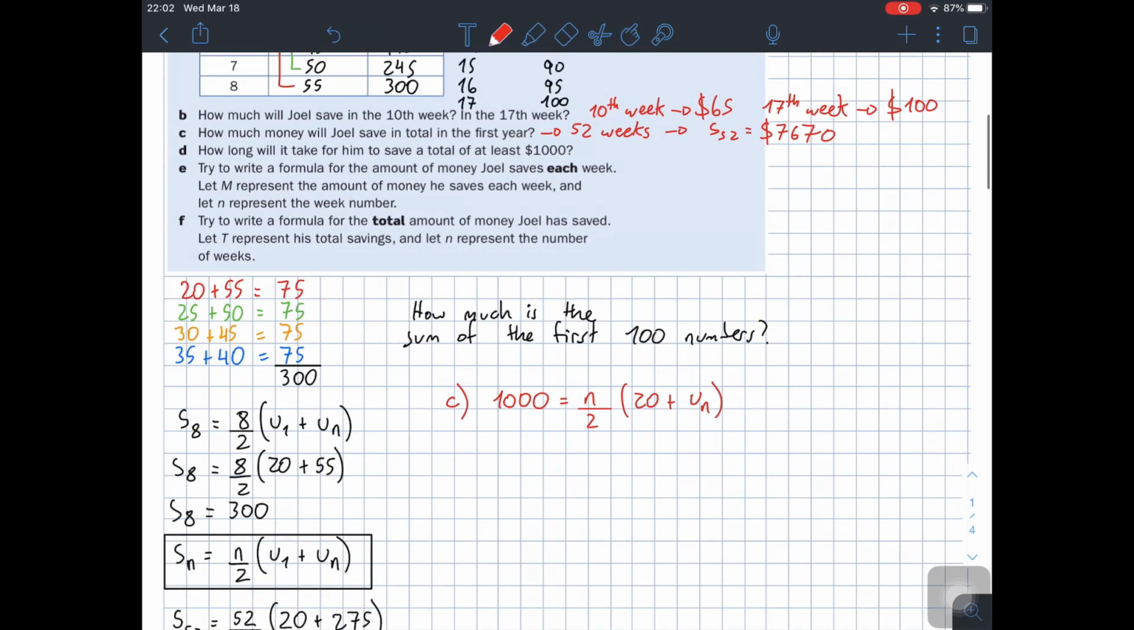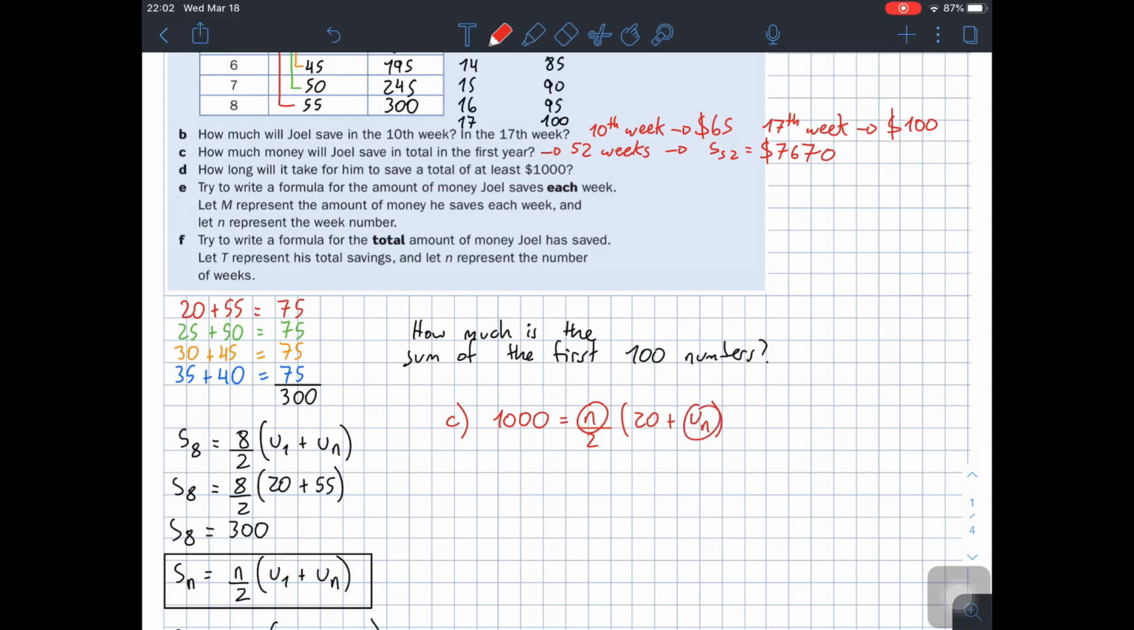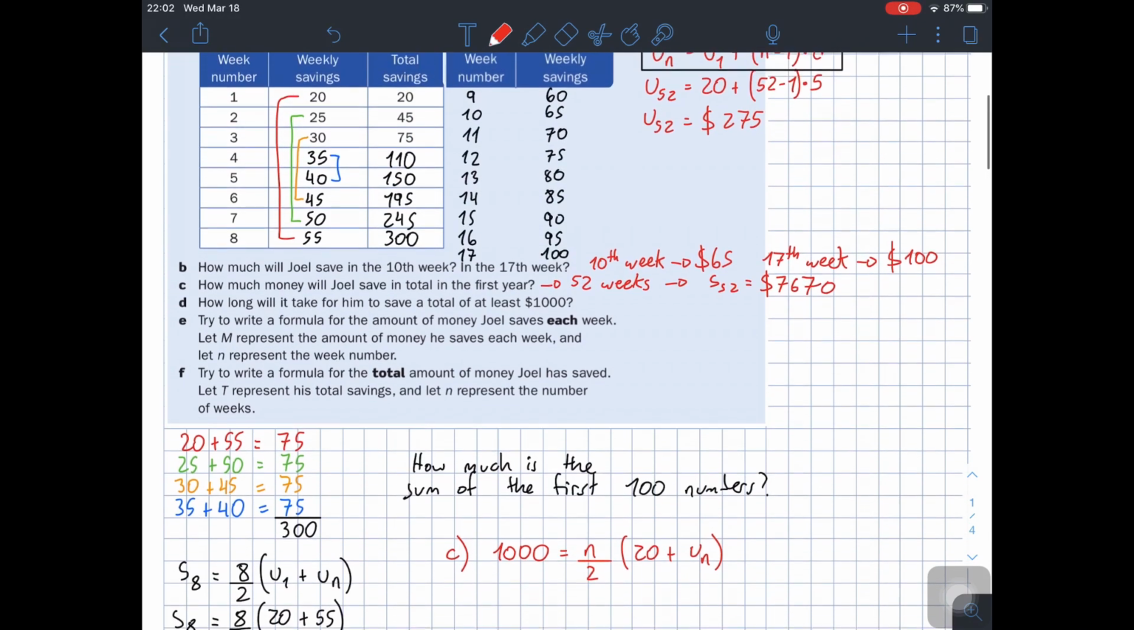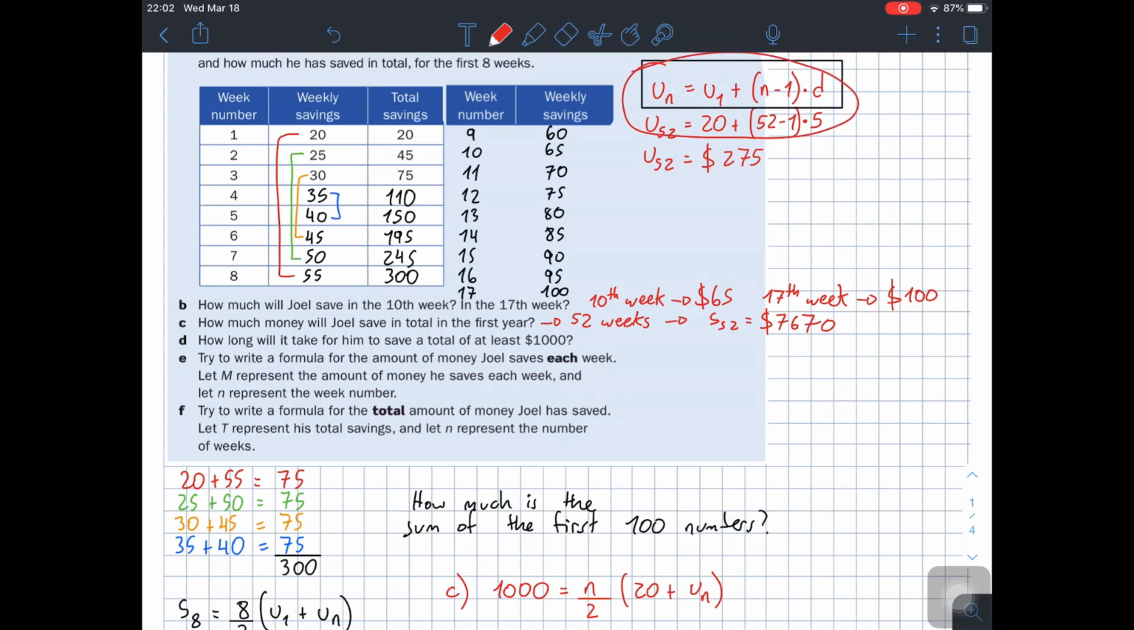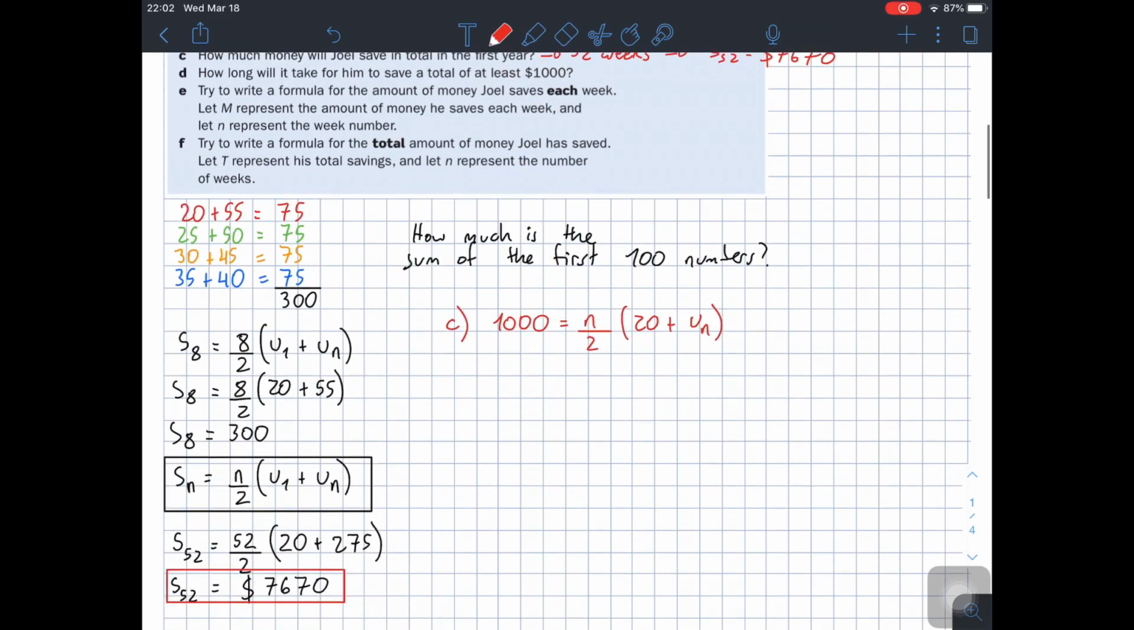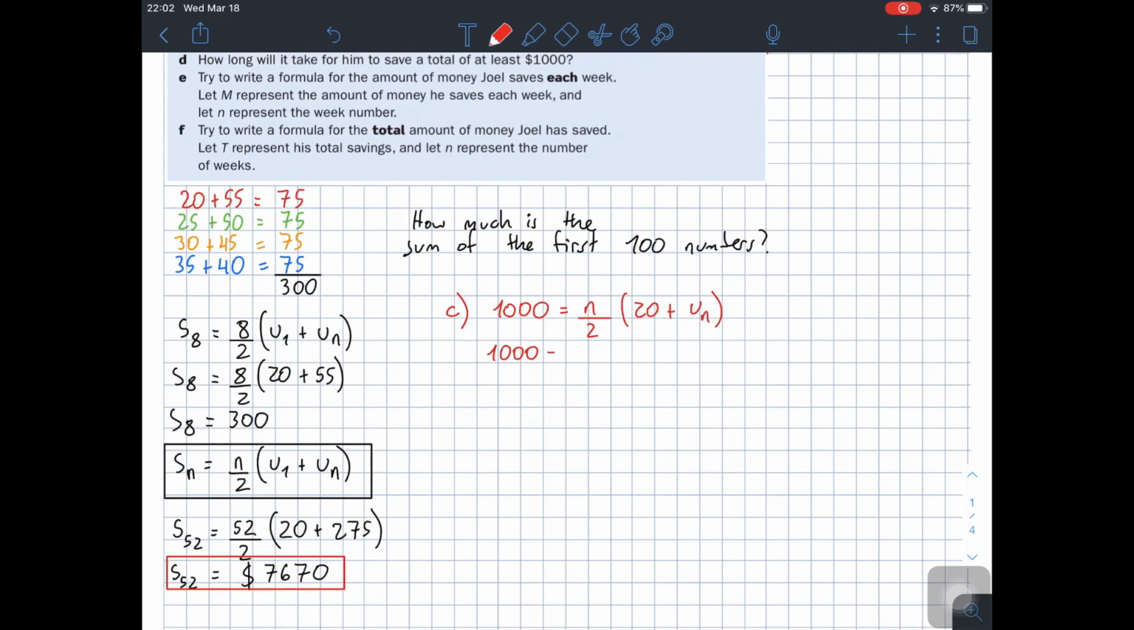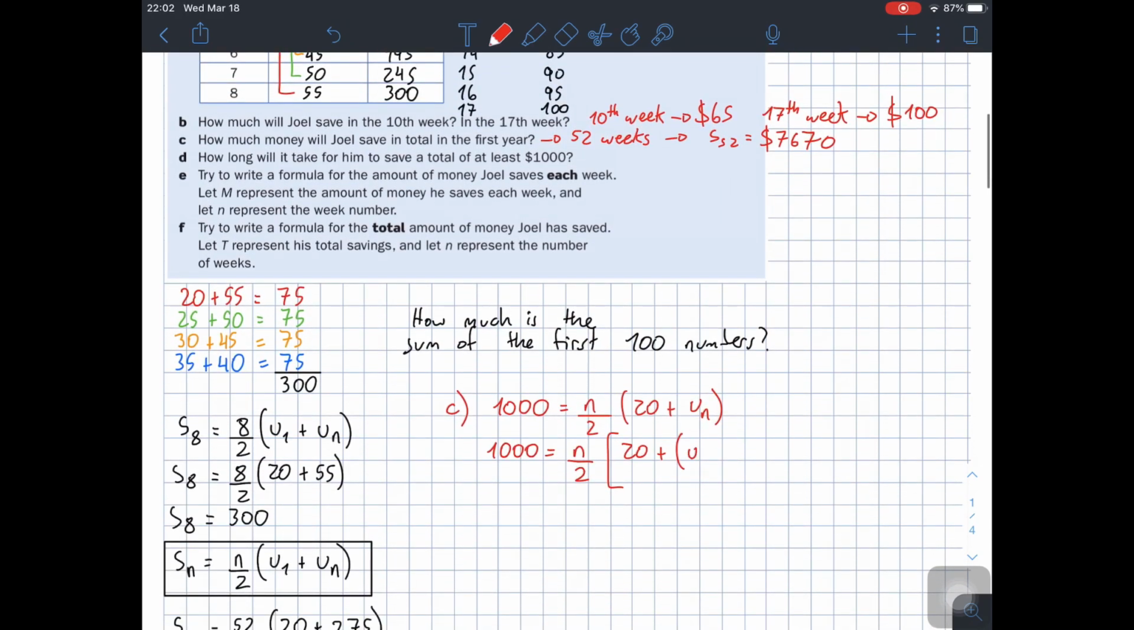Okay, so we're having trouble here because we have two variables, n and un. But if you recall the formula we've seen before, we can replace the value of un by this, and we'll get only one variable, which is n. So if we do this, 1,000 equals n divided by 2 times 20 plus, better if I use brackets for this, un, which according to this formula is u1 plus (n minus 1) times d.